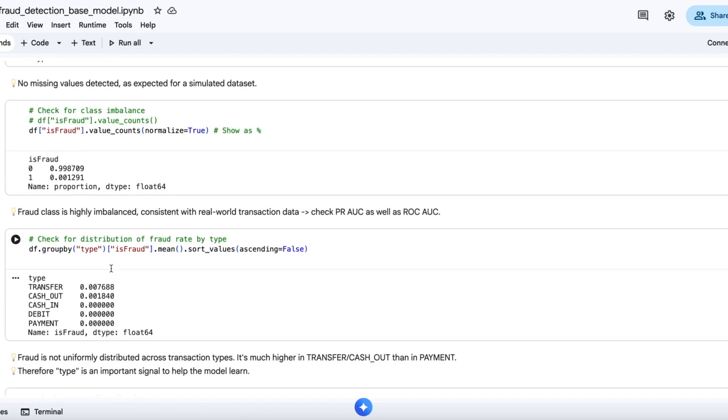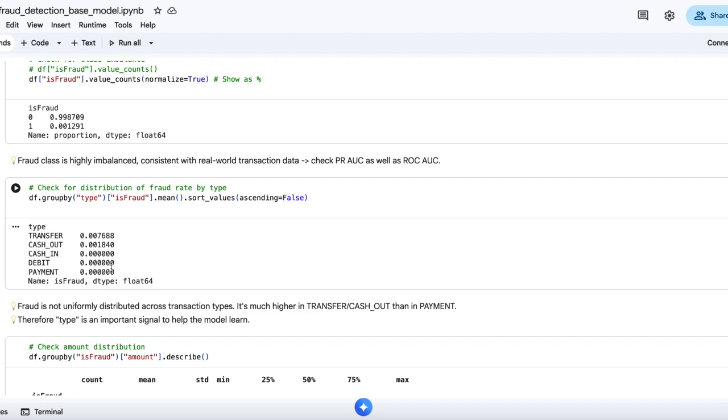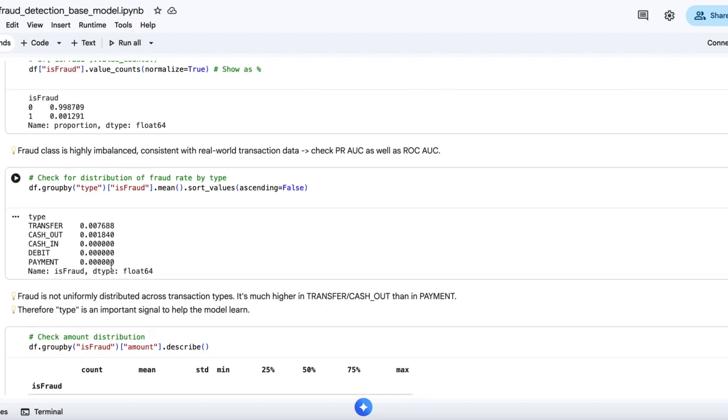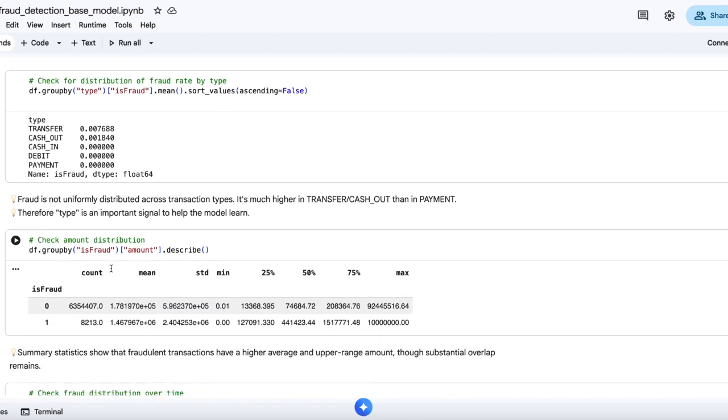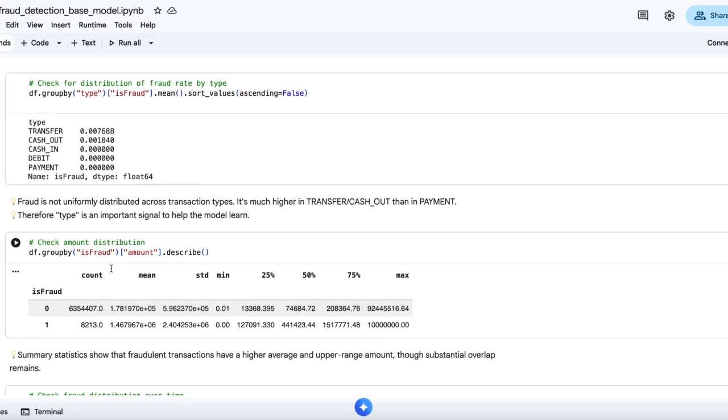I also checked the count of fraud by transaction type, and among outward transactions, we can see it's much higher in transfer and cash out than in payment, so we know type is an important signal to help the model learn. And this is the distribution of transaction amount for fraud and non-fraud. By checking the mean and the percentiles, we can also get a feel that fraud tends to concentrate in bigger amounts, although there is substantial overlap.